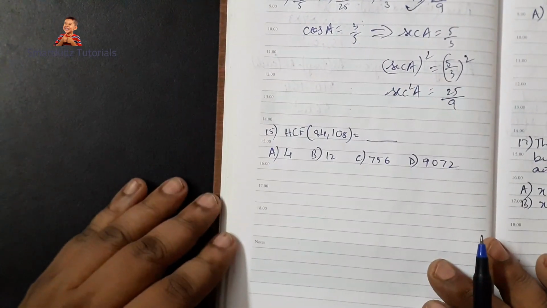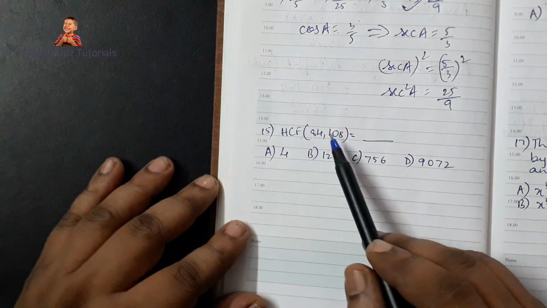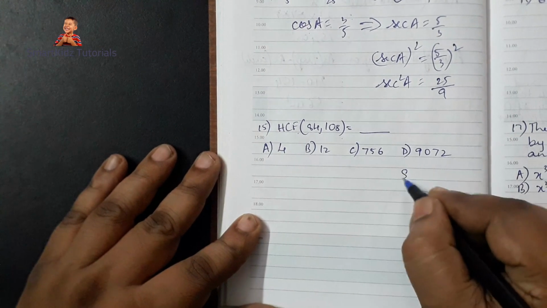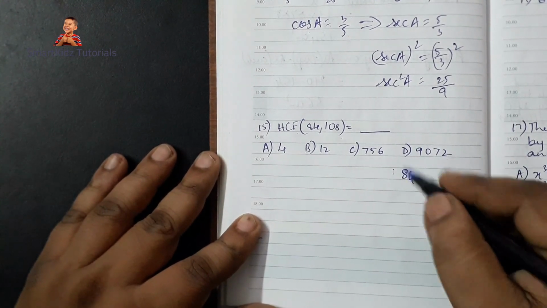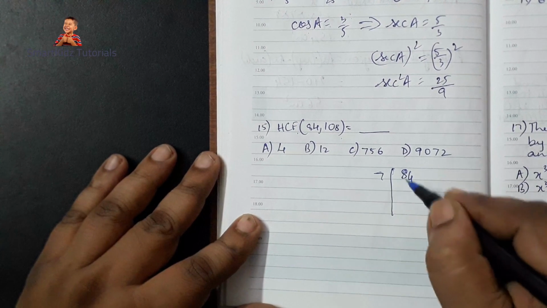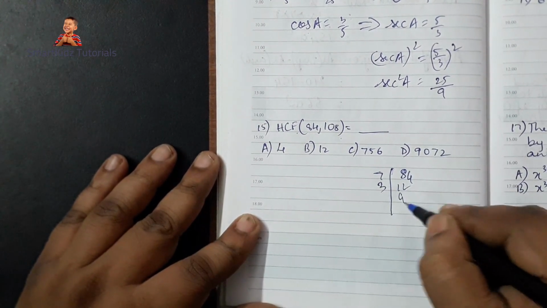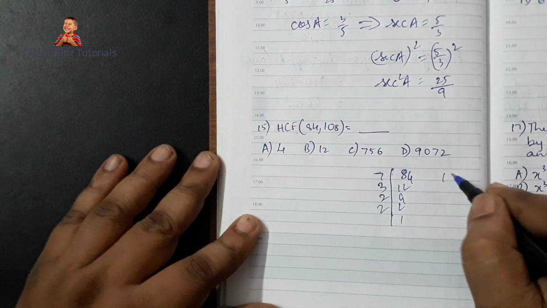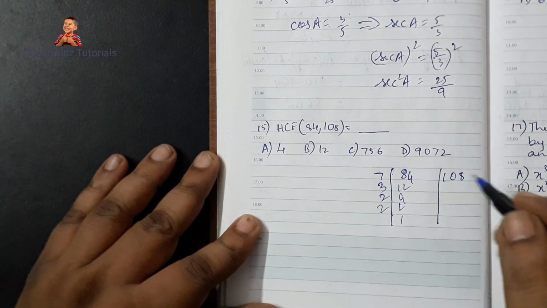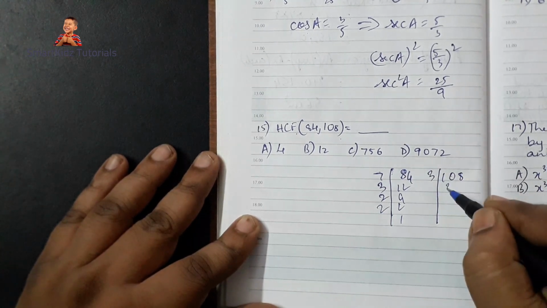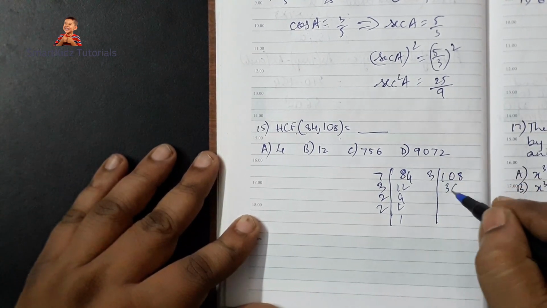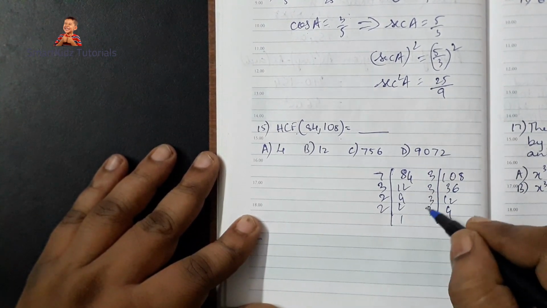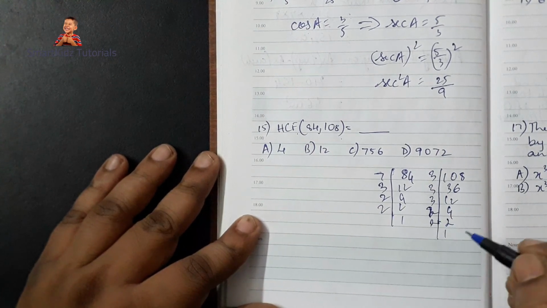Moving on to the 15th question, we are asked to find out the HCF of 84 and 108. So we'll find the prime factors of 84 as well as 108. 7 12s are 84, 3 4s are 12, 2 2s are 4, 2 1s are 2. And for 108, 3 3s are 9, 3 6s are 18, 3 12s are 36, 3 4s are 12, 2 2s are 4, and 2 1s are 2.